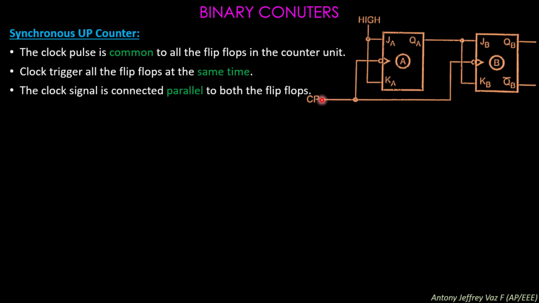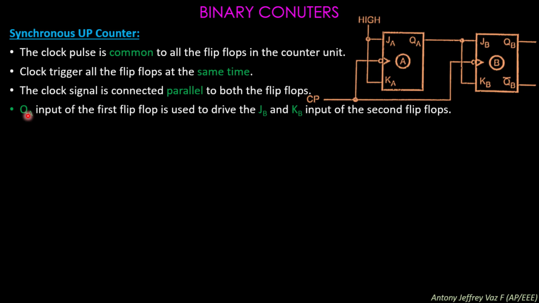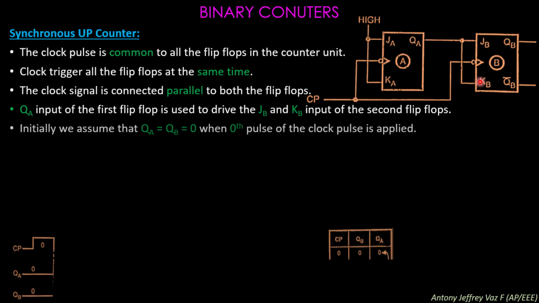In this case you may see the single clock pulse is being fed into both the flip-flops A and B. So this is known as synchronous counter. The QA output of the first flip-flop is used to drive the JB and KB inputs of the second flip-flop. So from the circuit diagram you may also see the QA output of the first flip-flop is going to drive the JB and KB inputs of the second flip-flop.